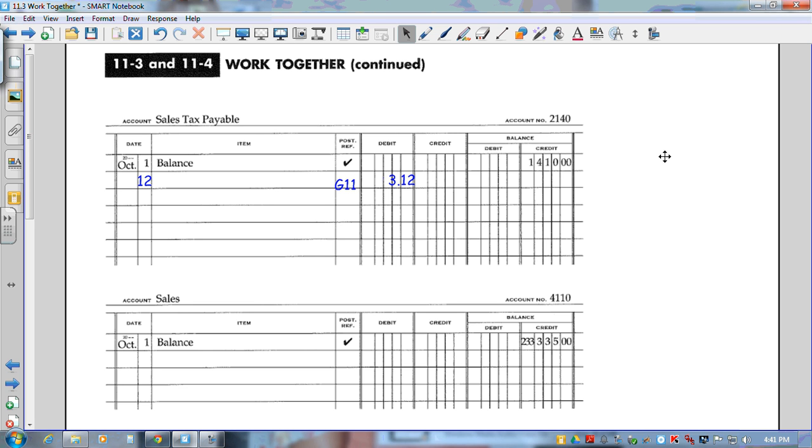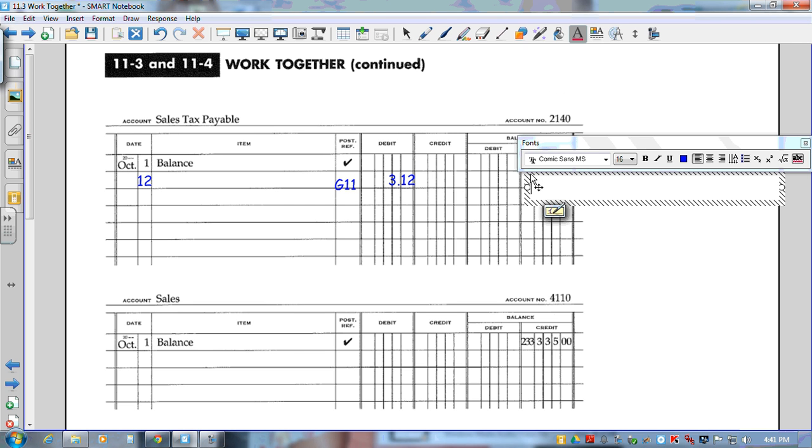Okay, I had a previous credit balance. Now I have a new debit entry. Typically we have credits in sales tax payable, but because this is a return and we gave back money, we need to take that off. So it's a credit of $3.12. A credit and a debit, what do I do? Right, I'm going to subtract. Next question. Will my answer be a debit or a credit? Right, the answer is going to be a credit because the credit was the bigger number whenever I subtracted. So when I subtract those two numbers together, I should get $1,406.88.